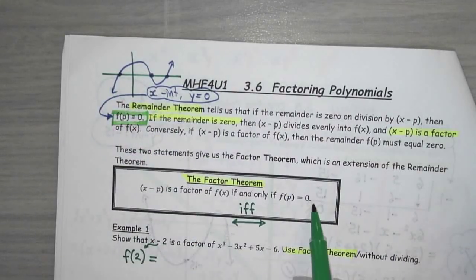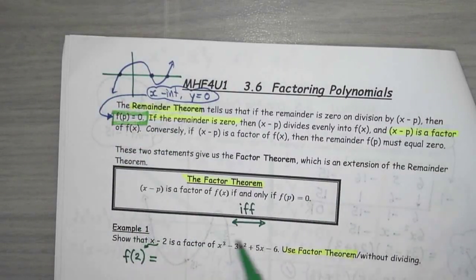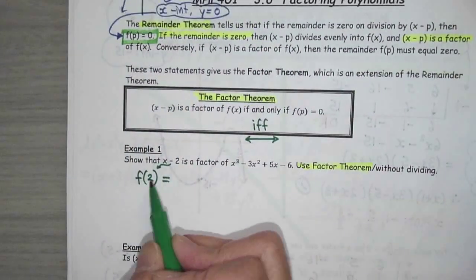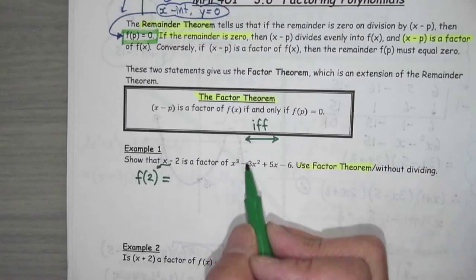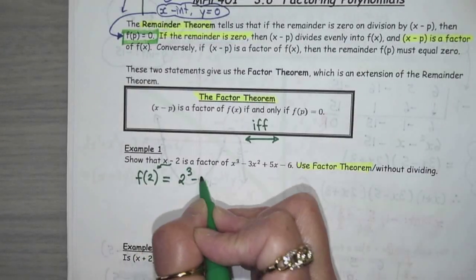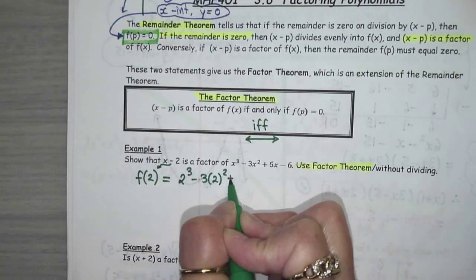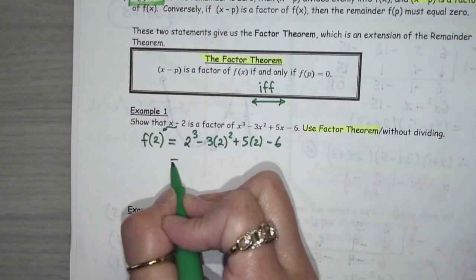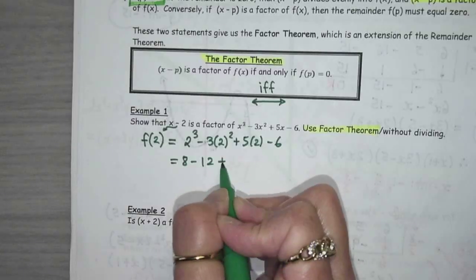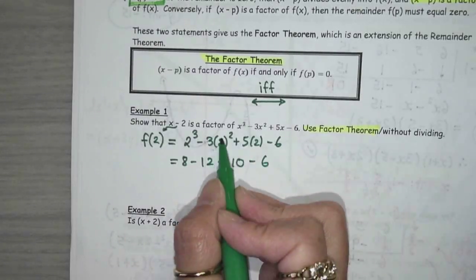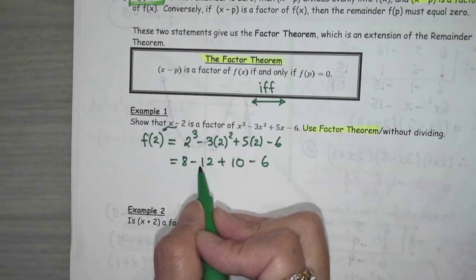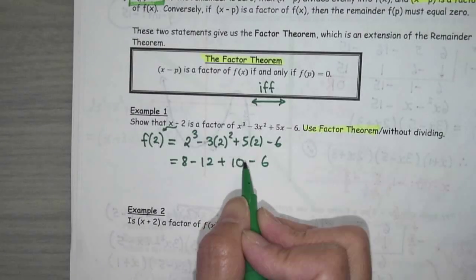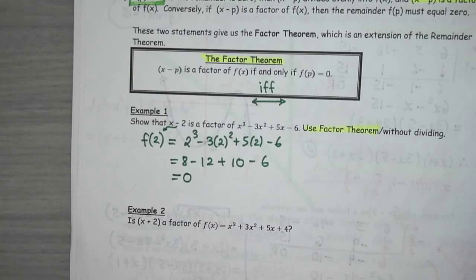So they went y value is 0 if it's a factor. They skipped the middle part and said the y value has to be 0. So here, if x is 2, where the root would be, if I plug that in, 2 cubed, and I solve for that, that's 8 minus 12 plus 10 minus 6. 8 minus 12 is negative 4, plus 10 is going to be 6. 6 minus 6 is 0.